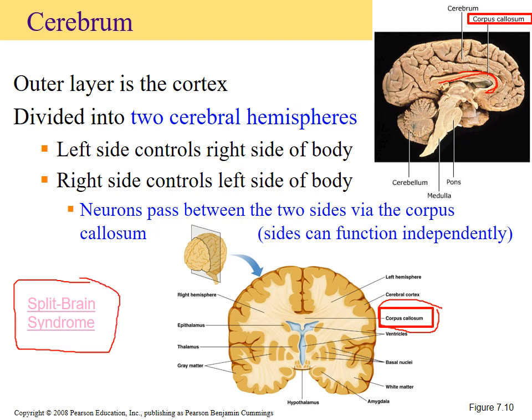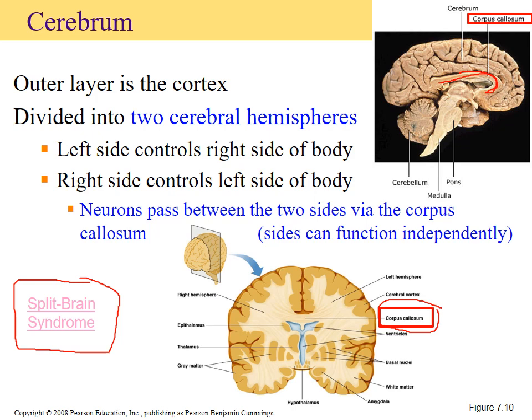It is a little bit of an older video, but it's very important because it's going to introduce you to Joe. Joe suffered from epileptic seizures, and if it's very severe, they will actually go in and sever the corpus callosum so that the seizures cannot spread across the entire brain, causing a lot of neuron damage.